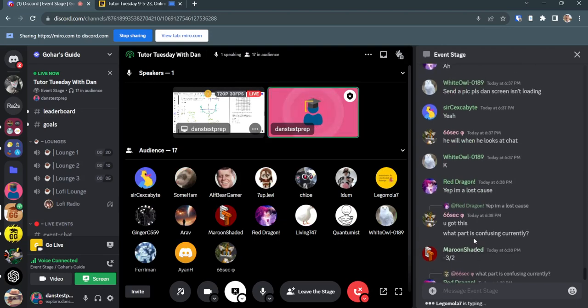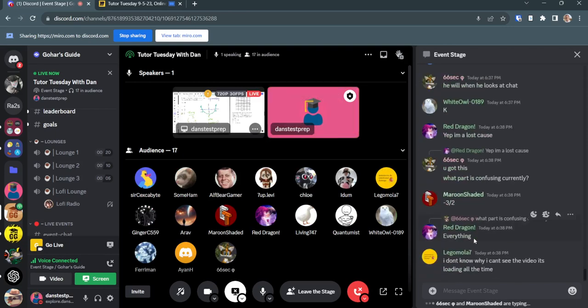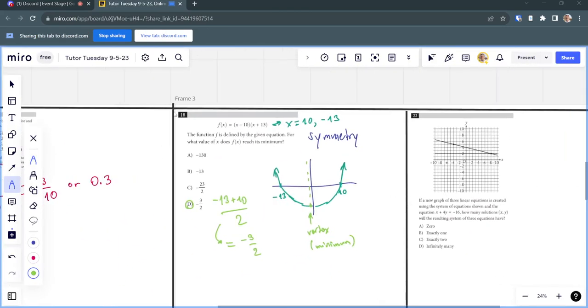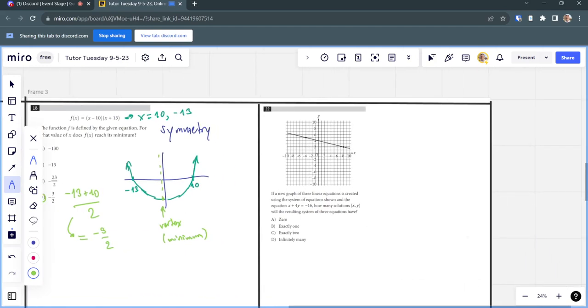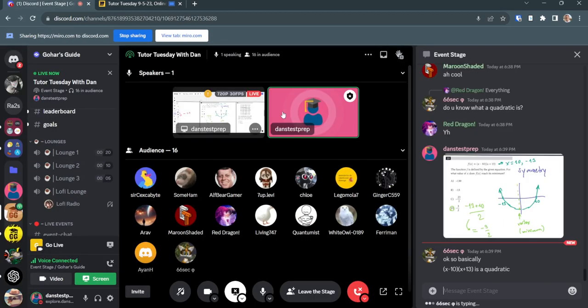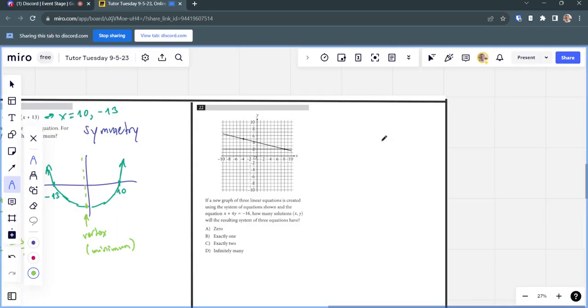Negative 3 halves. Ooh, I forgot to send a picture of that one. Let me send a picture of that solution in chat for you guys. All right, hopefully that one's good. And let me paste in our last question here. Number 22.